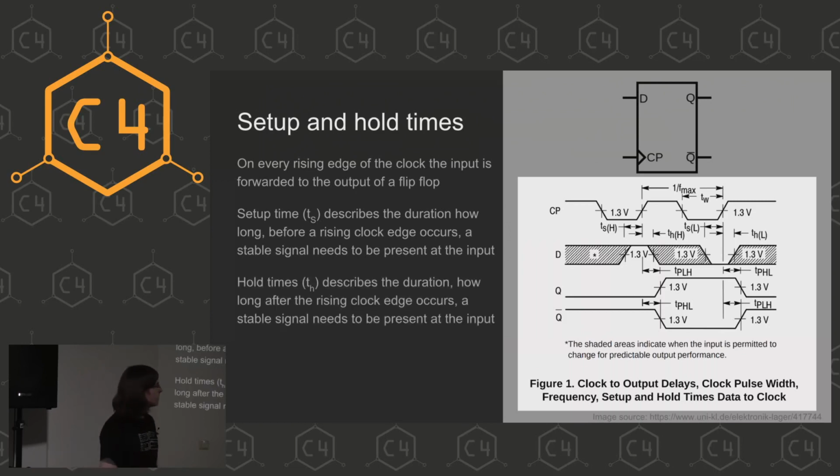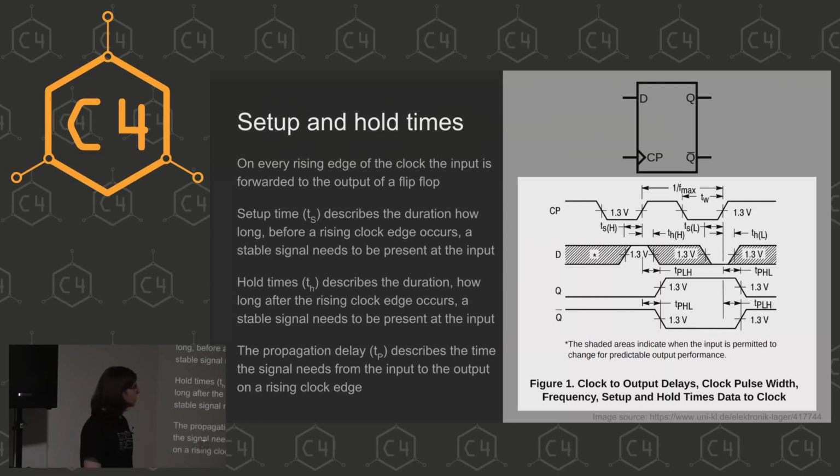Then we have the hold time. This is similar, but after the rising clock edge. So we can see here that we have the clock edge, and here again is a duration specified, TH. So for this amount of time, the D input needs to be stable, either 0 or 1, otherwise bad things will happen. And then again, we have the propagation delay, and the propagation delay is just the time it takes from when the rising edge occurs until the D value is actually forwarded to Q. This is this TPLH, for example, here, that it takes the signal to travel from here to here.